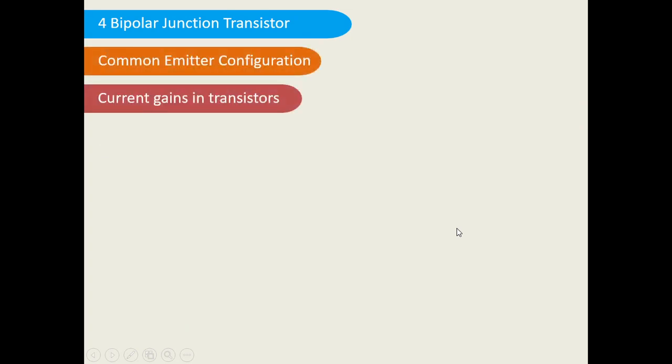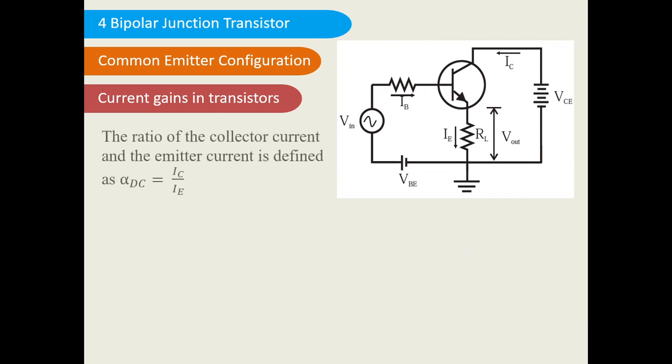Common emitter configuration, current gains in transistor. So there are two terminologies, alpha and beta, the two current gains in the transistor. The first one is called alpha. The ratio of collector current to emitter current is called alpha DC, which is nothing but the amplification factor between the input and output.